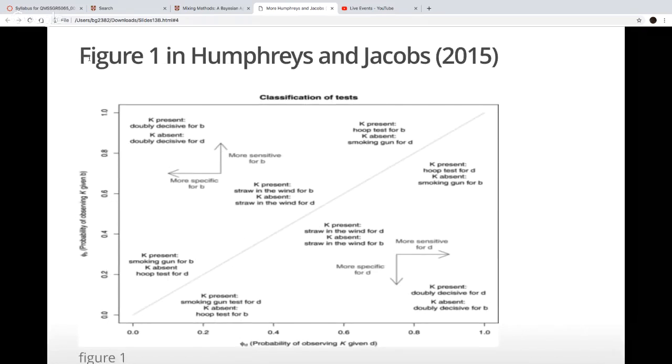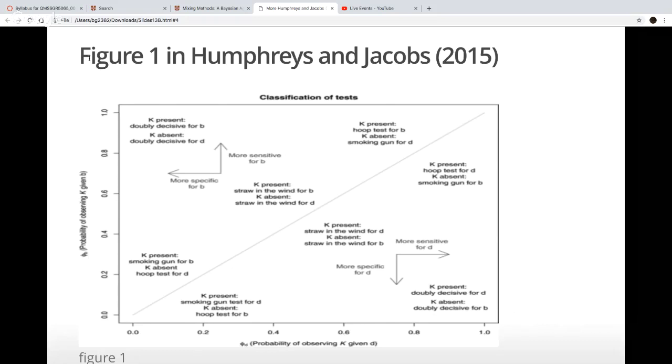So, a very important figure from the Humphreys and Jacobs paper. On the horizontal axis here, we have phi D, that is the probability of observing the clue, given that the country is of type D. And on the vertical axis here, we have phi B, the probability of observing the clue, given that the country is of type B. You could do this for type A and type C and all the others. This is just an example.